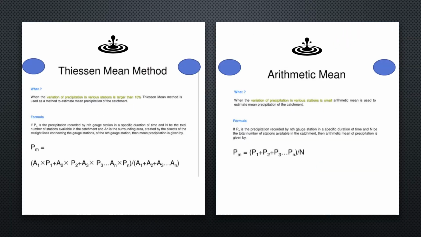Here is the formula: A1 P1 plus A2 P2 plus A3 P3. If there are n number of rain gauge stations in that watershed, then you go up to An into Pn, divided by the summation of the area surrounded by the polygons. A1 means the area which surrounds the rain gauge station 1, A2 means the area which surrounds the rain gauge station 2, A3 means the area which surrounds the rain gauge station 3, and so up to An.